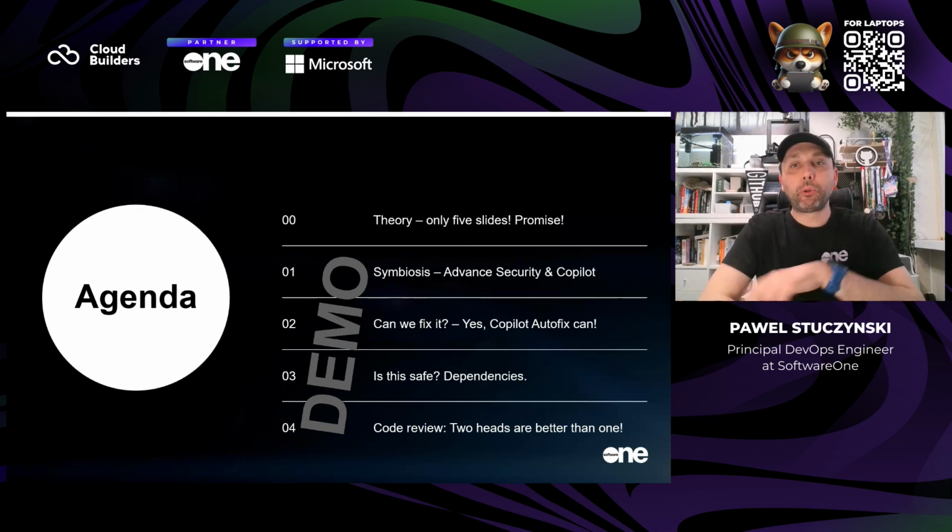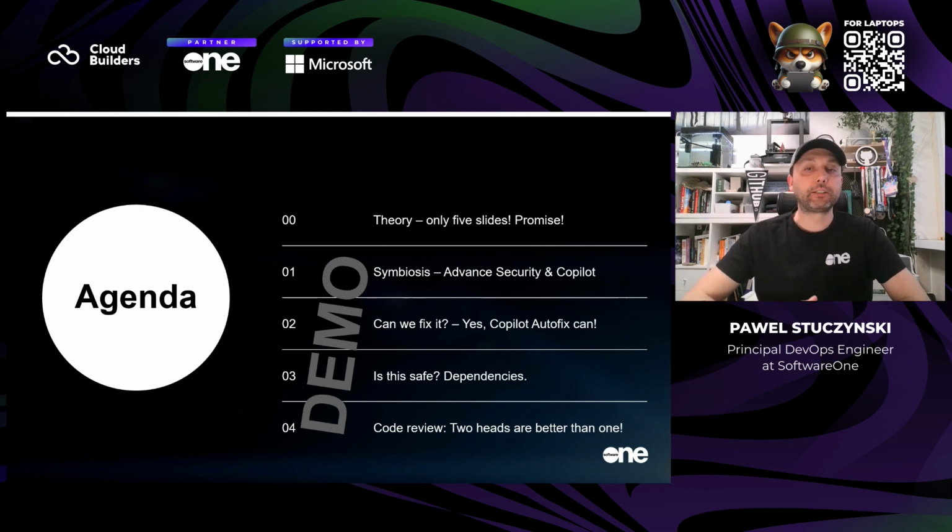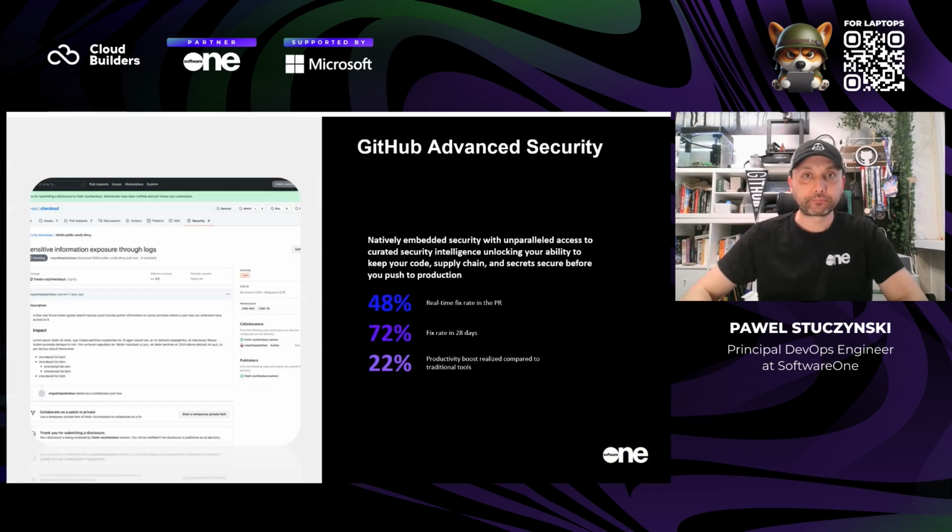So yeah, I will talk about GitHub Advanced Security, how it works with Copilot, how Copilot Autofix works, because there's a very nice feature on GitHub homepage, and there's one checkbox to have it. Something about dependencies, how we can make updating dependencies faster and make sure they are safe, and how code review on your request works, how Copilot can help with code review.